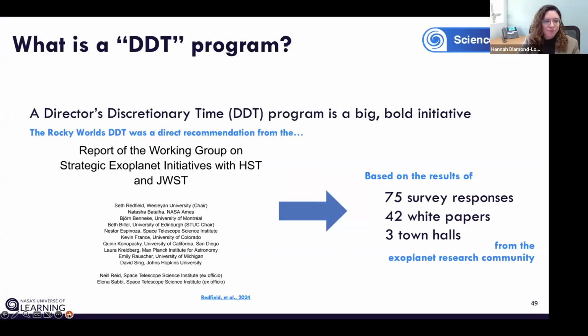Next slide. So first of all, what is a DDT program? This is a little bit more of how the sauce is made in astronomy. How do we actually get these observations? Who gets to decide what we observe?